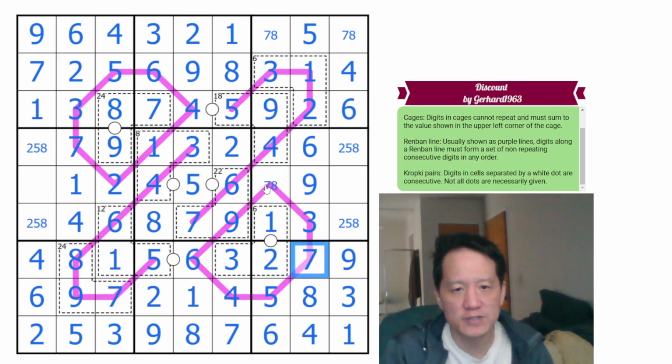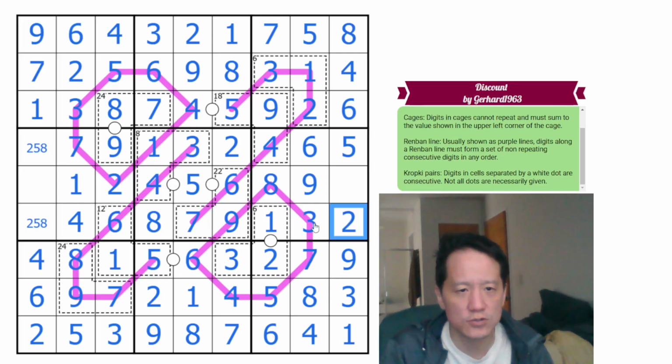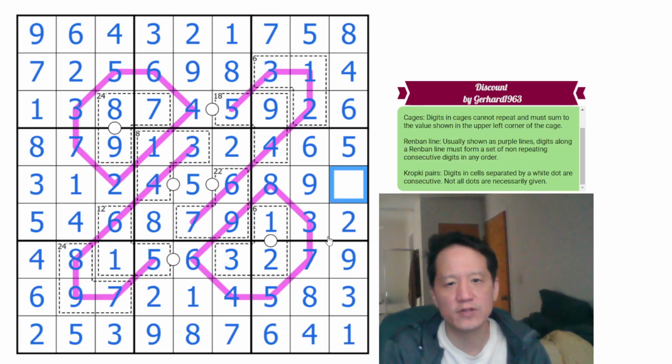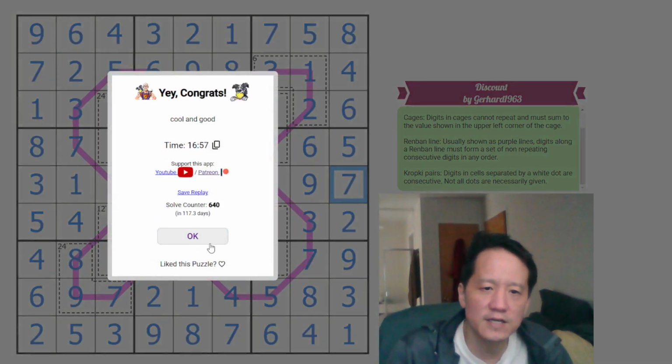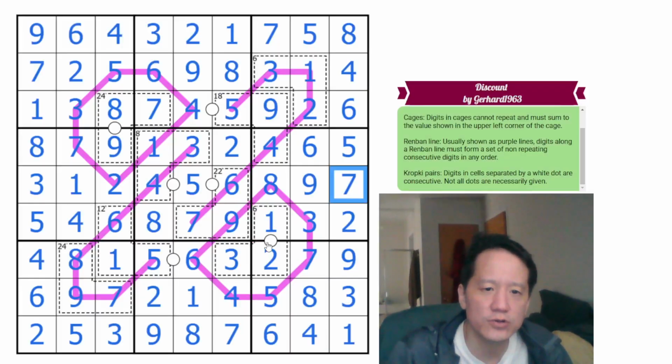This again can't be 7, so this is 8, 7, 8. This can't be 8 or 2, so this is 5. This can't be 5 or 8, so this is 2. This can't be 2 or 5, so this is 8. This can't be 2 or 8, so this is 5. And we have just a 3 and a 7 left. And it is cool and good.